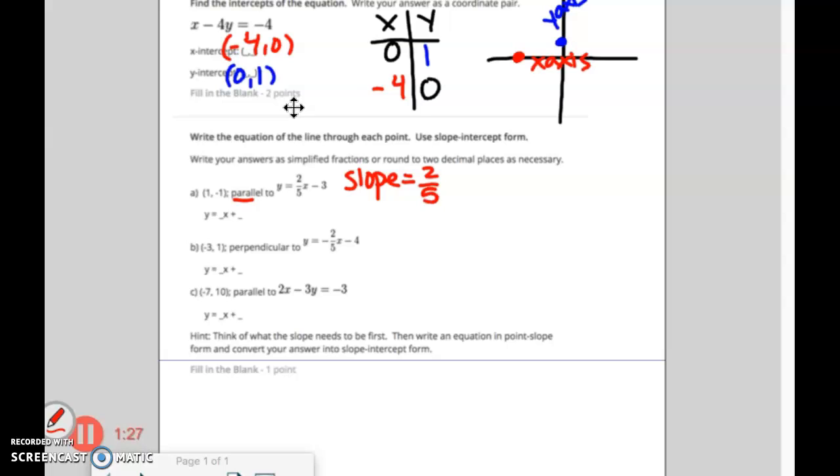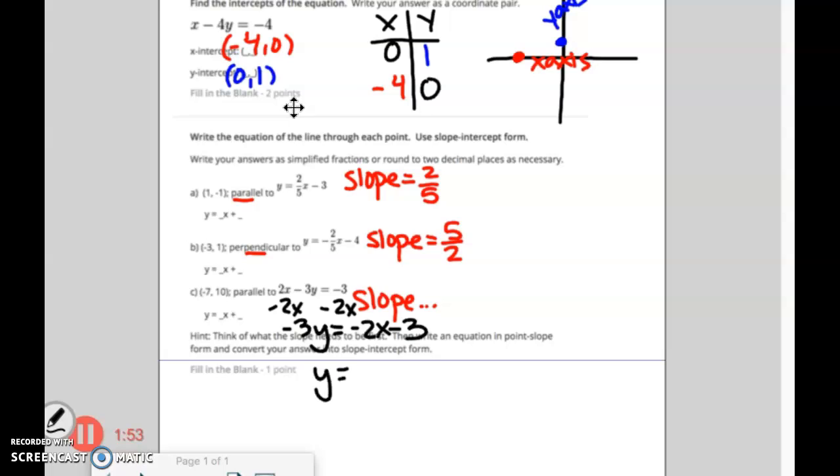My slope in the next case needs to be perpendicular. So that would be the negative reciprocal, so 5/2, because I flip it to be positive. In this case, I actually don't know the slope, so I need to find it first. And maybe I can do some algebra steps to get there. Subtract 2x, -3y equals -2x minus 3, and then y equals 2/3 x plus 1.